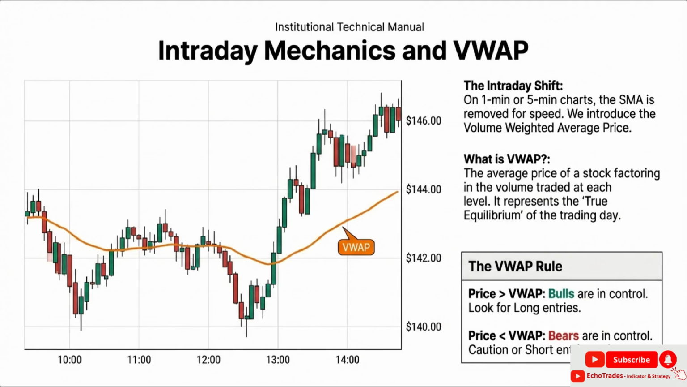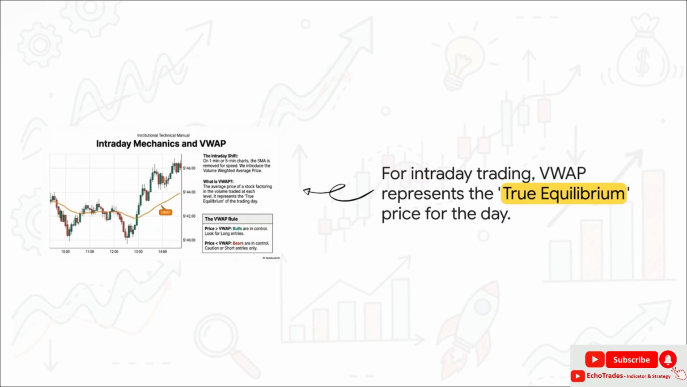It's simple. Is the price trading above that line? The buyers, the bulls, are in charge. Is it below? The sellers, the bears, have the upper hand.